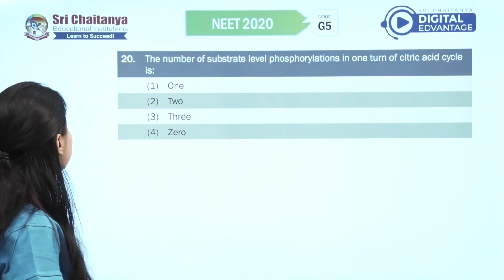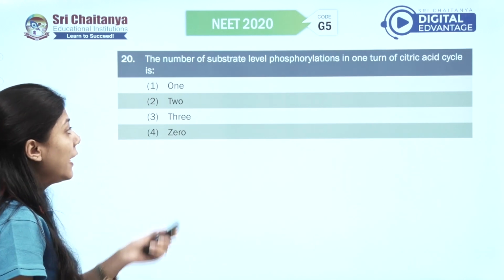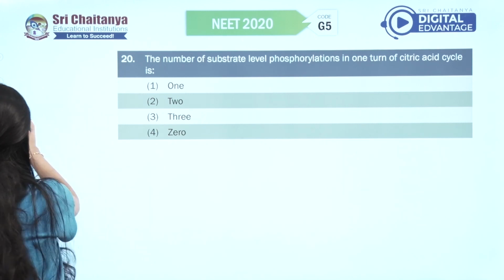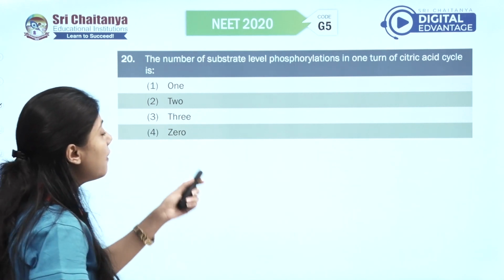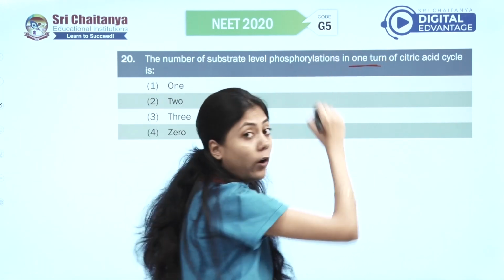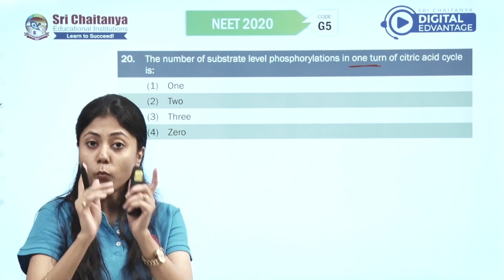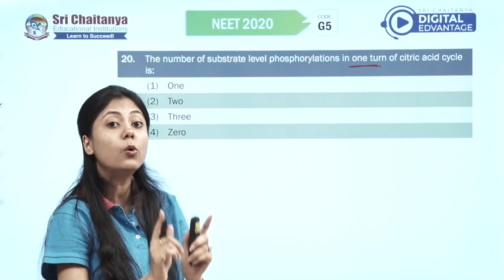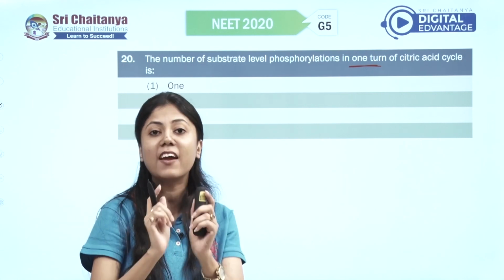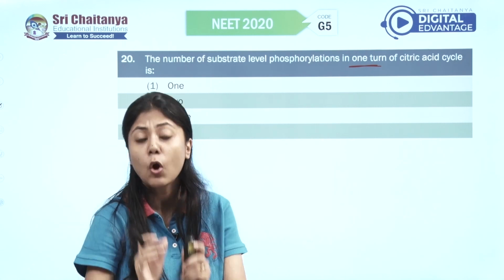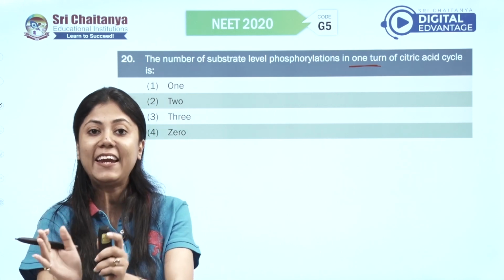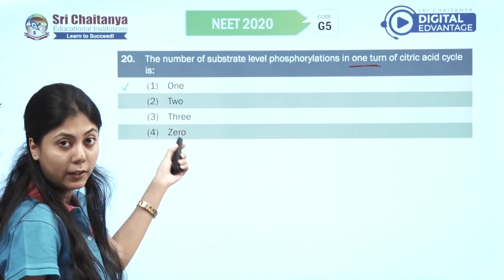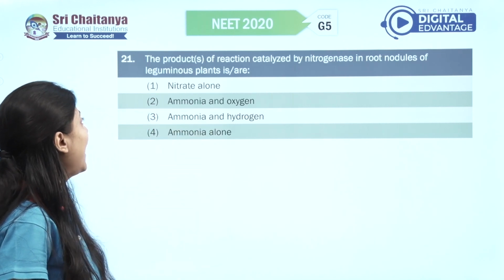The number of substrate level phosphorylation in one turn of citric acid cycle is. So, students, here you have to mark the keyword, that is one turn. In one turn, there is the production of only one molecule of ATP or GTP via substrate level phosphorylation when succinyl coenzyme A gets converted into succinate. So your answer will be one, right? Let's move on to the next question.